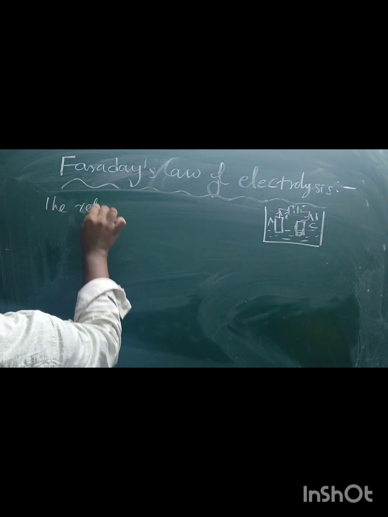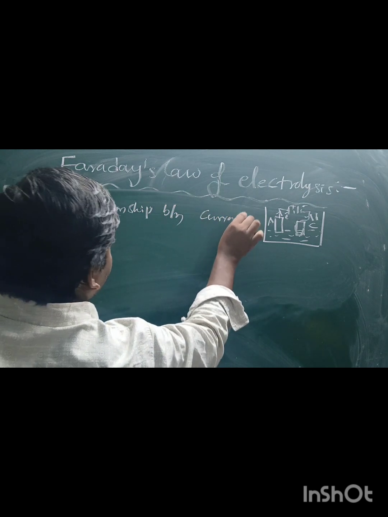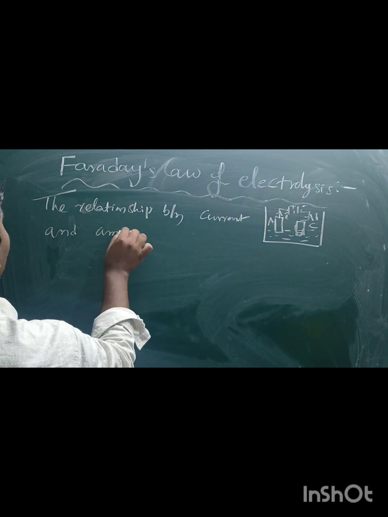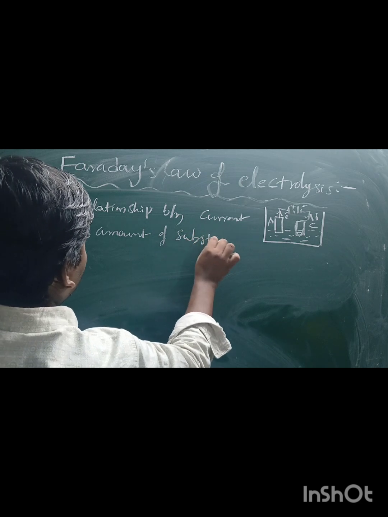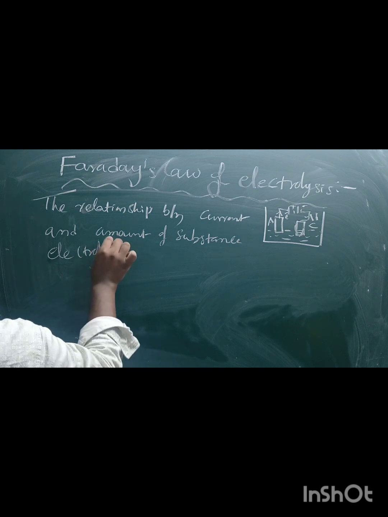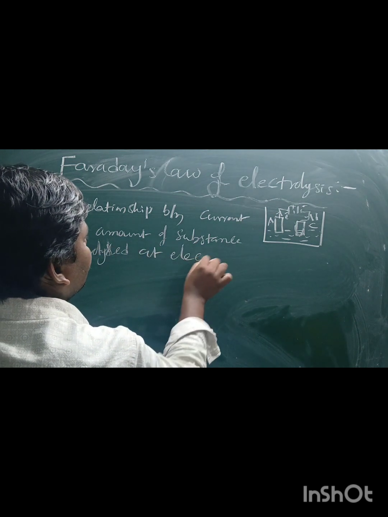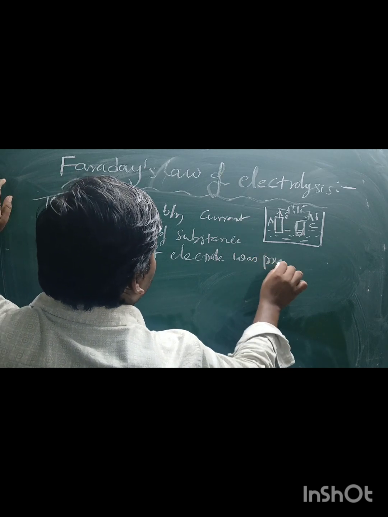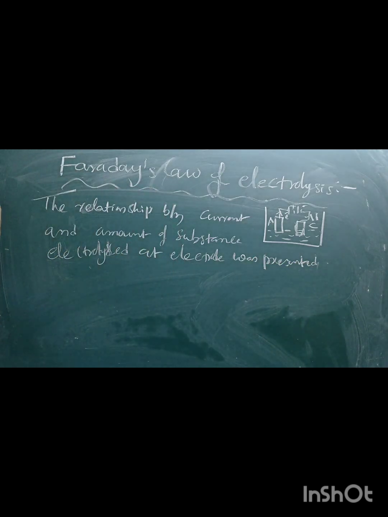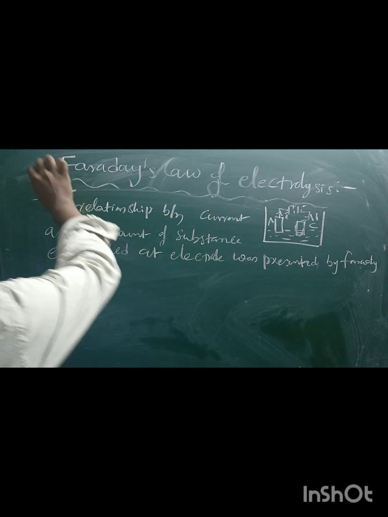The relation between the quantity of current and the amount of substance deposited and electrolyzed at an electrode was presented by Faraday in the form of two laws. These are called Faraday's laws of electrolysis.